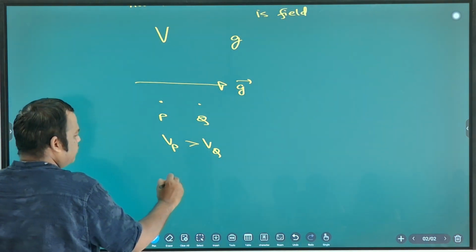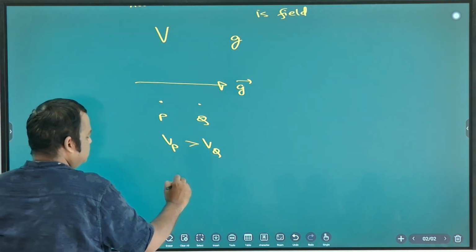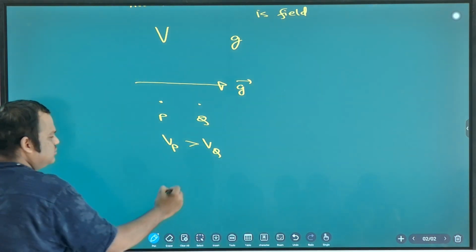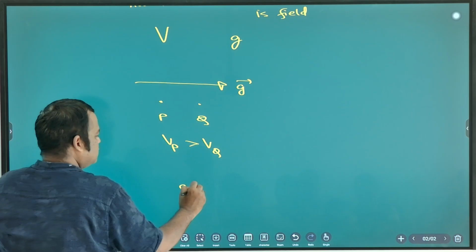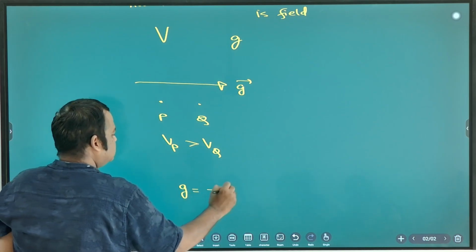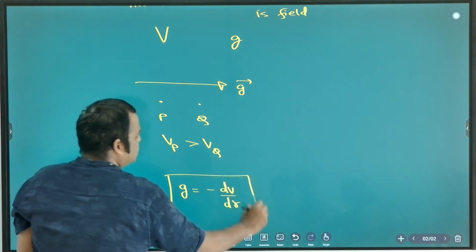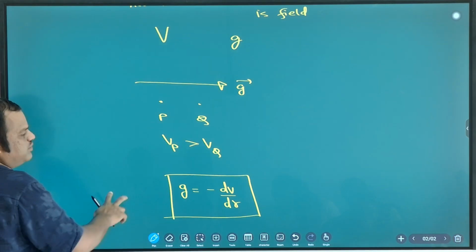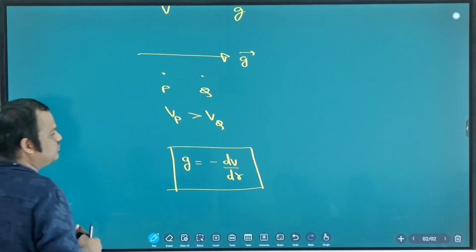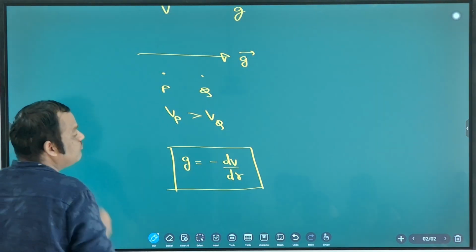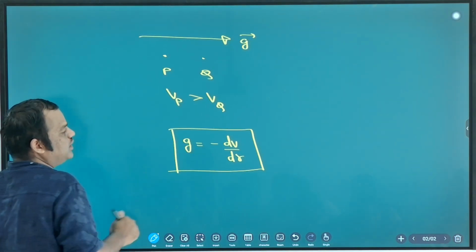We have one more relation. Write down one formula: G is equal to minus dV by dr. Note down. G is equal to minus dV by dr.